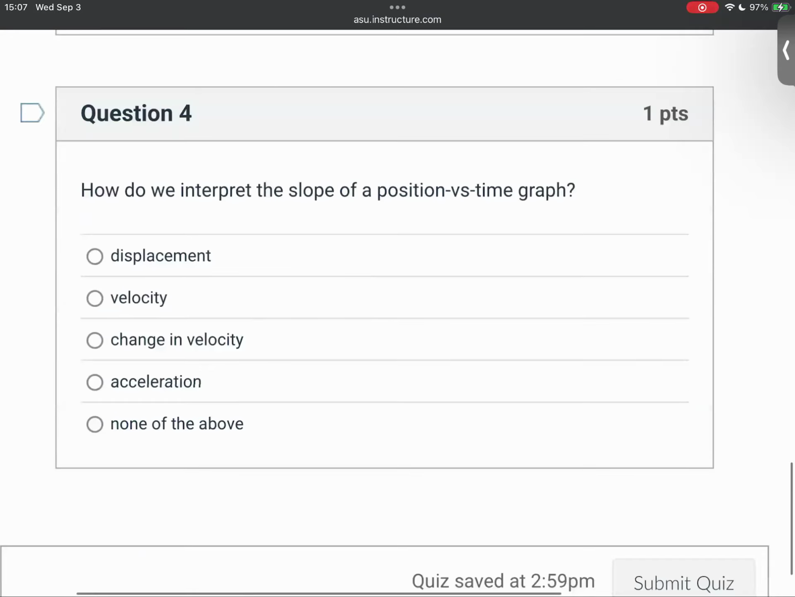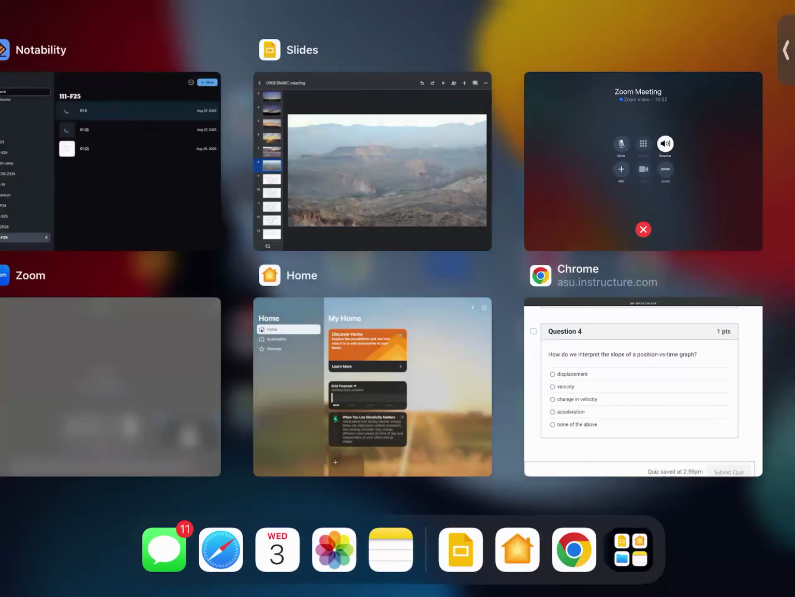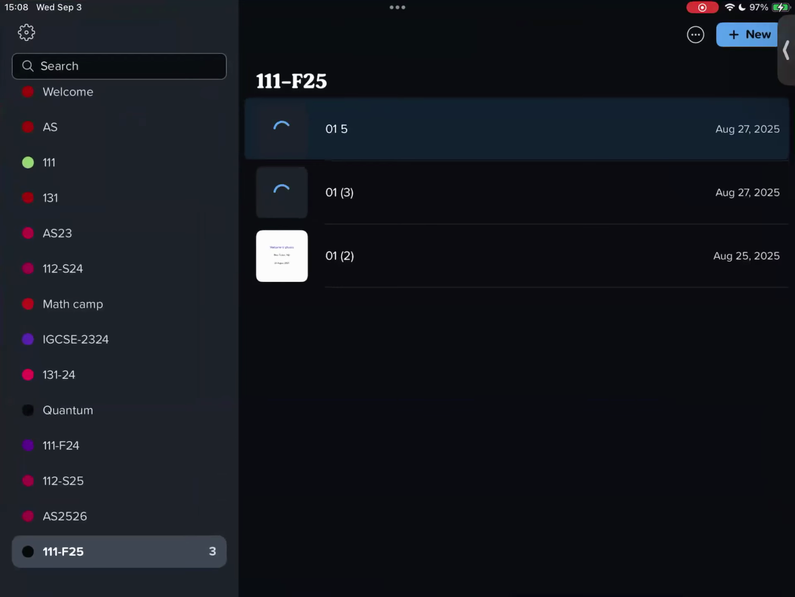Anyway, question 4, last one. By definition, slope of position versus time is velocity. So by definition, the rise over run of x versus t, the delta x over delta t, change in position, displacement per time interval, that is the meaning of velocity. Okie dokie?